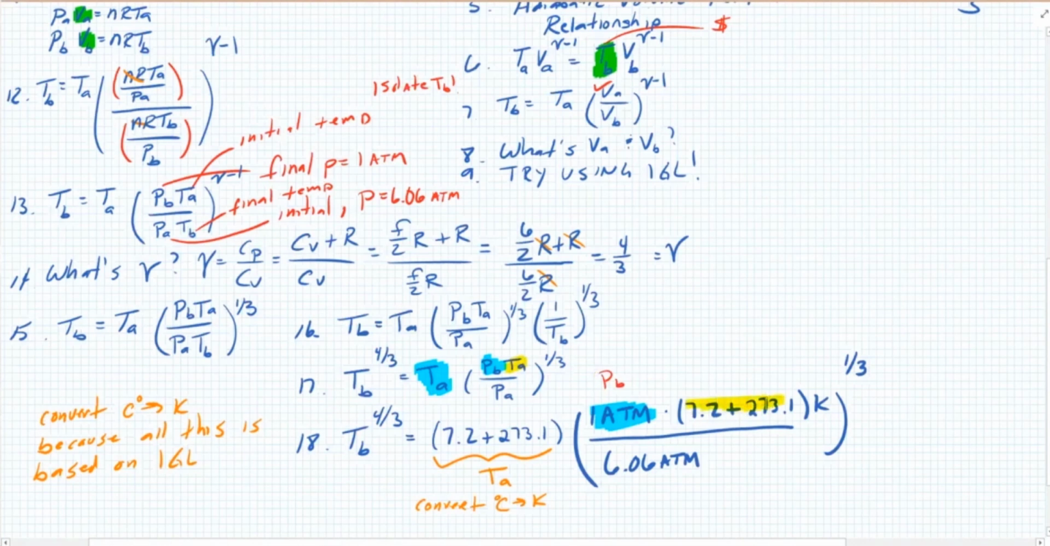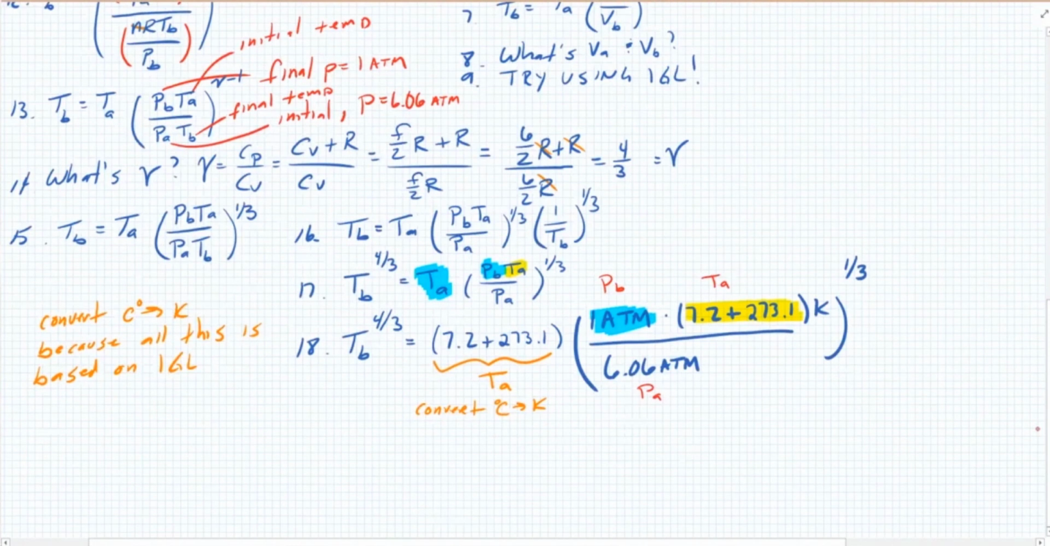I'm converting once again from degrees Celsius to Kelvin because of the basis of the ideal gas law. So this is TA, fine. And then all over PA, this is my starting out pressure, very high pressure, PA, raised to a power of 1/3. Check, check, check. Okay. Let's get a number on 19.